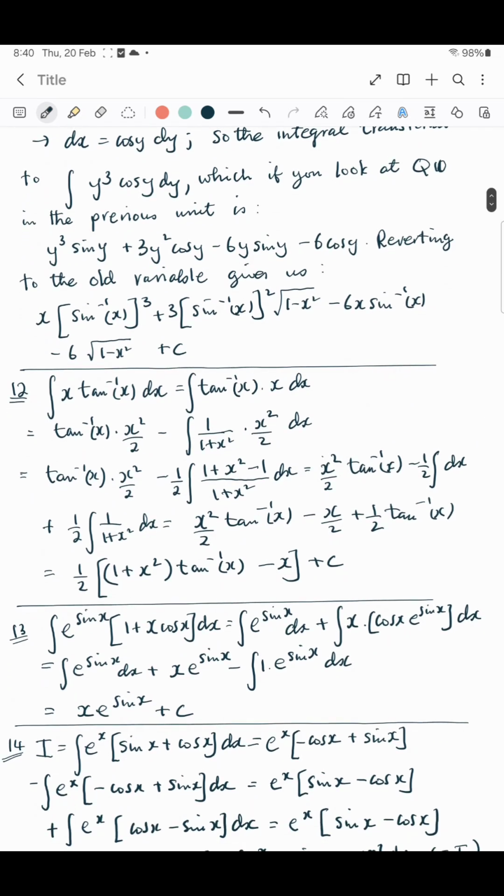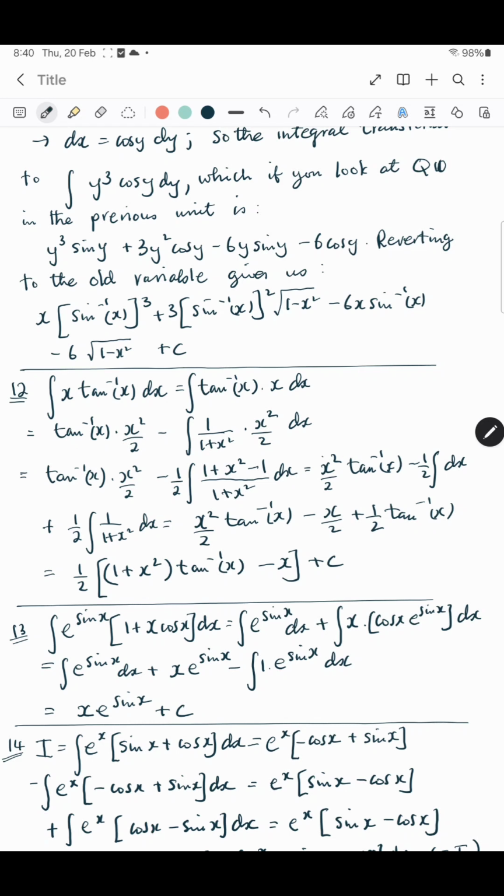Number 12 is x times tan inverse x dx. We reverse the order of integration here to give us tan inverse x times x, and then applying the rule, we'll have the first, which is tan inverse x times x squared upon 2, minus the integral of tan inverse x differentiated, which is 1 over 1 plus x squared, times x integrated, which is x squared over 2.